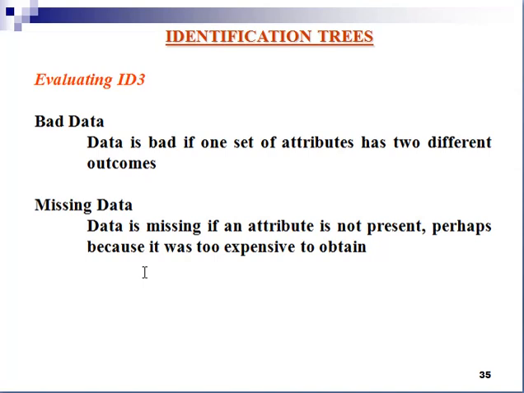On the other hand, data will be missing if an attribute is not present, perhaps because it was too expensive to obtain. So in this case, where we don't have some attributes present in the data set, we can say that we have missing values in the data set.